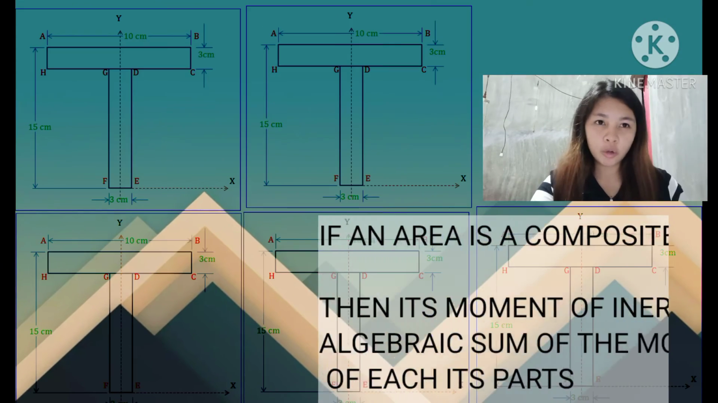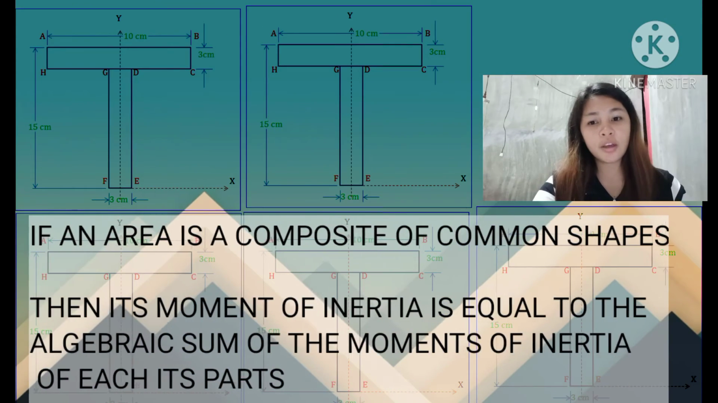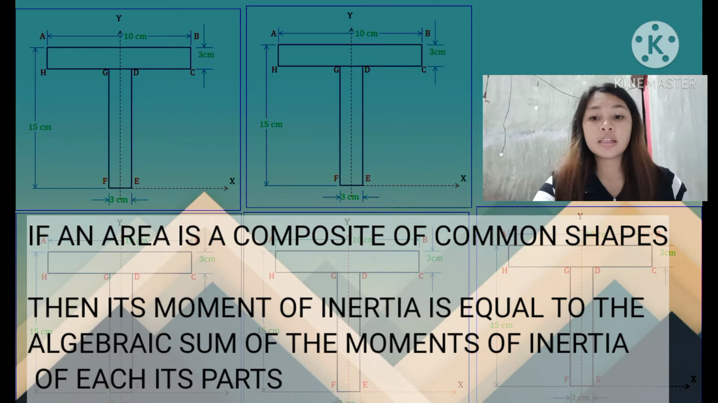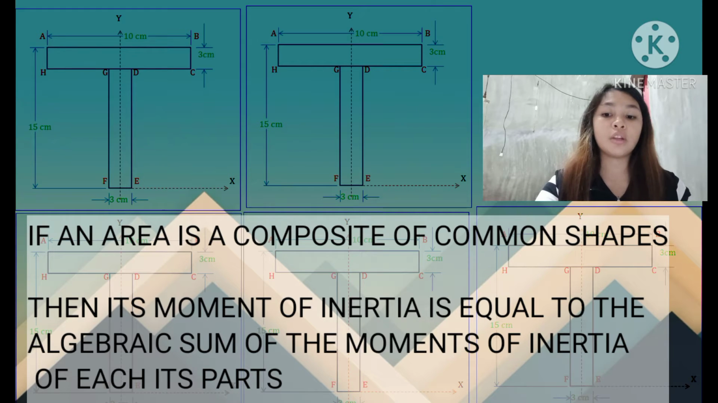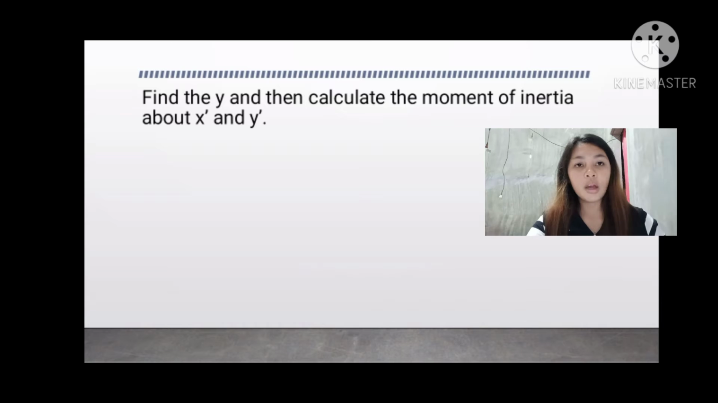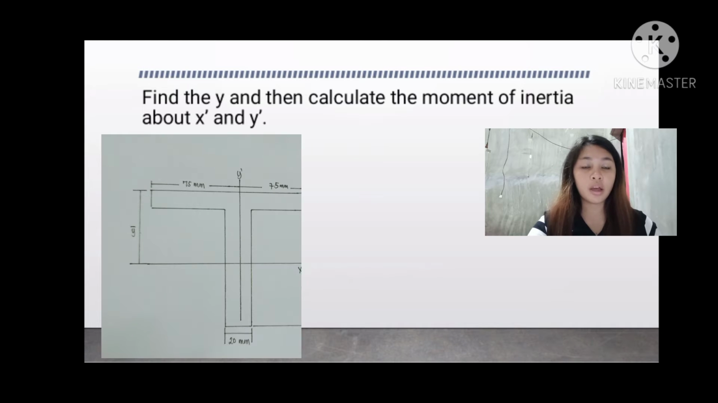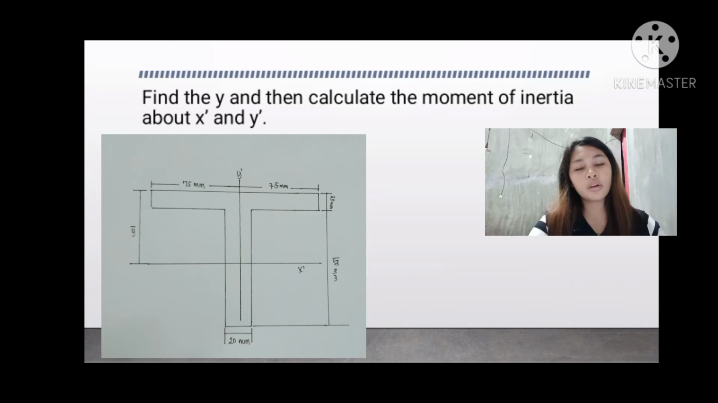We can call an object a composite area if an area is a composite of common shapes. Then its moment of inertia is equal to the algebraic sum of the moments of inertia of each of its parts. Shall we now start solving our first problem on composite areas, where we are going to find the y bar and then calculate the moment of inertia about the x prime and the y prime.